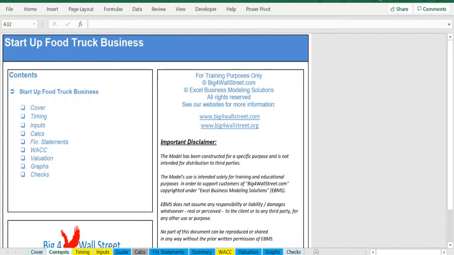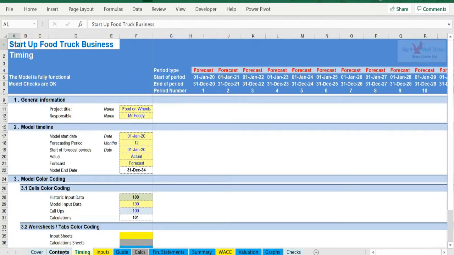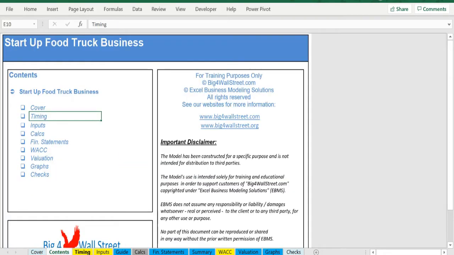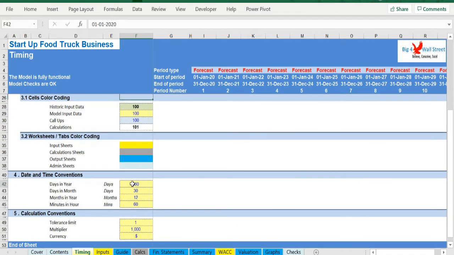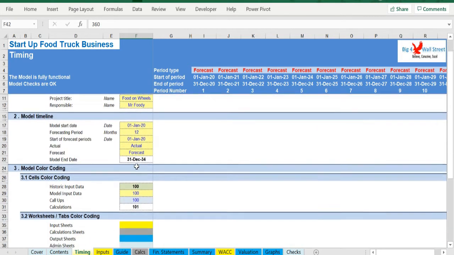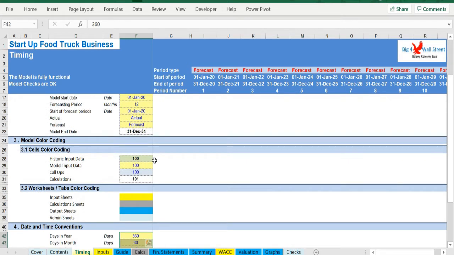In the Contents tab you can see the structure of the model, and by clicking on any of the headlines you are redirected to the relevant worksheet. On the Manual tab you are able to feed the general information for the model such as project name and title, responsible, timeline of the model, and date and currency conventions. Additionally, there is a description of the color coding of the model in the same tab.